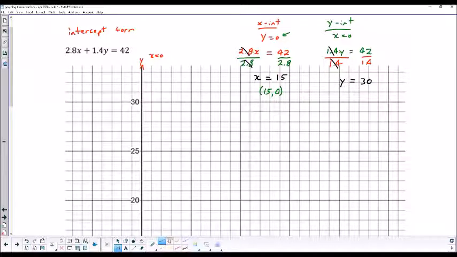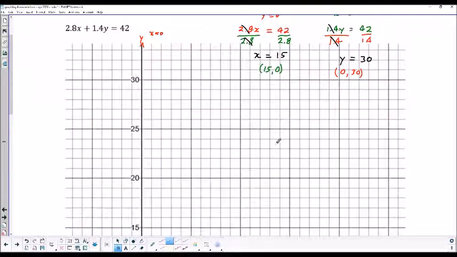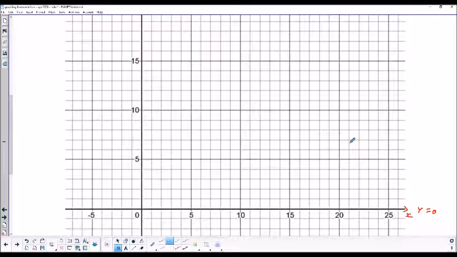So then that means that the y-intercept is going to be 0, 30, because we know that x equals 0. So these are the 2 points that we know on the graph, and so we can plot those 2 points. So 15, 0 and 0, 30. 0, 30 is going to be the y-intercept, and that goes right here. And 15, 0 is the x-intercept, and that's going to go right here.